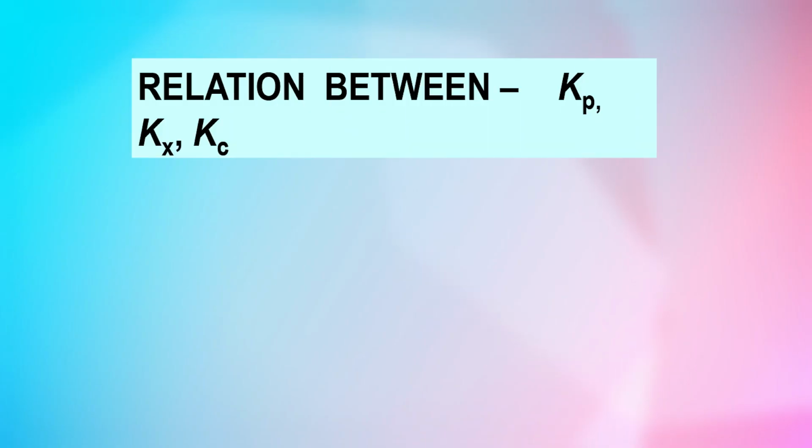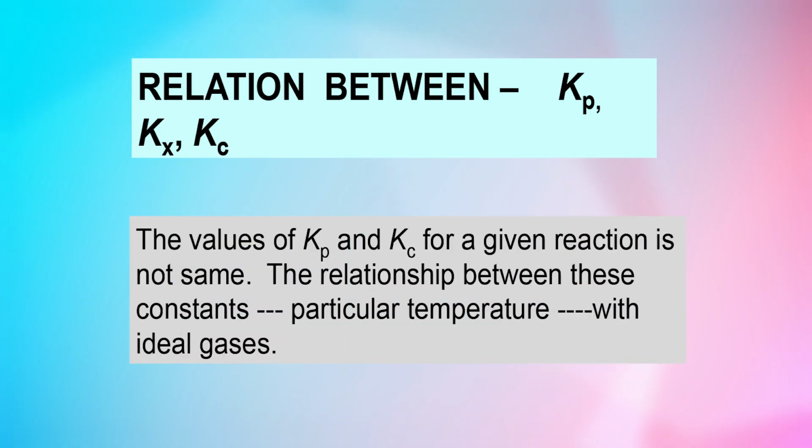So, now next, once we have studied what is Kp, what is Kx, what is Kc, we must see if there is any relation between these three equilibrium constants Kp, Kx and Kc. So, that is our aim, to find the relationship between these constants at a particular temperature, and this is with the ideal gases.